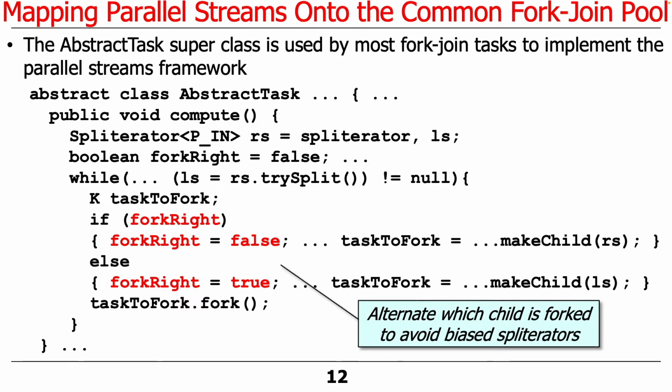The reason it does that is to try to avoid biased spliterators. We try to give each side a chance to run. If you have a spliterator that splits things in half, this isn't really an issue because you could split either side, it wouldn't matter. But sometimes your spliterators are biased. They'll split more on one side and more on the other. A good example would be the linked list spliterator we looked at before.